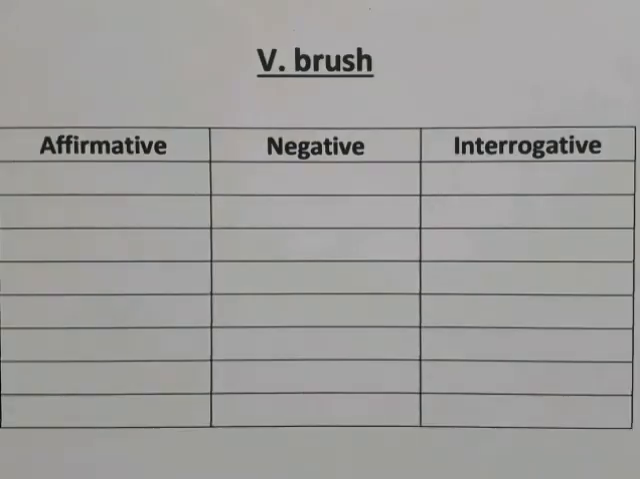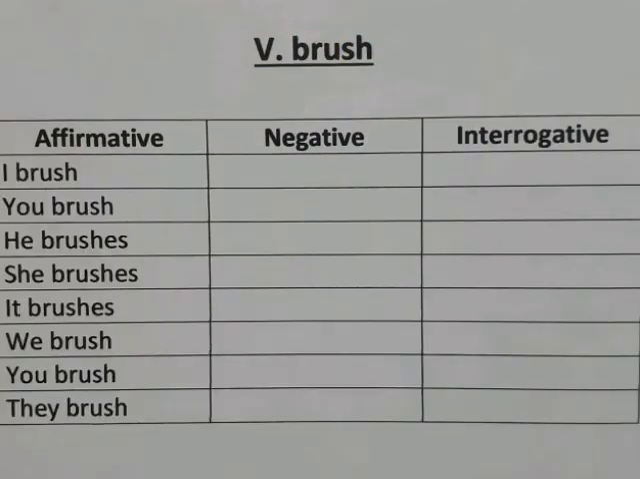Now let's conjugate together verb brush in the affirmative, negative, and interrogative forms of the present simple. First, we look at the verb. Does it end with o, sh, ch, x, or ss? Yes, here it ends with sh. So we have to add es to the verb with he, she, it in the affirmative form. Now we start. I brush, you brush, he brushes, she brushes, it brushes, we brush, you brush, they brush.